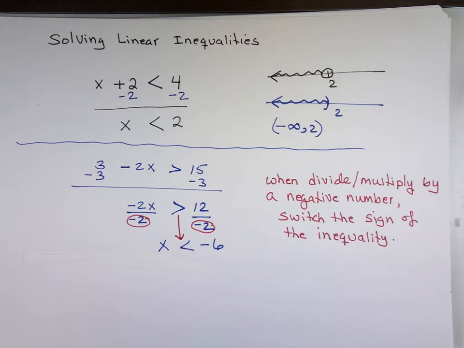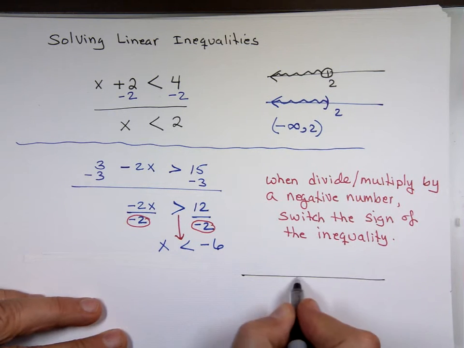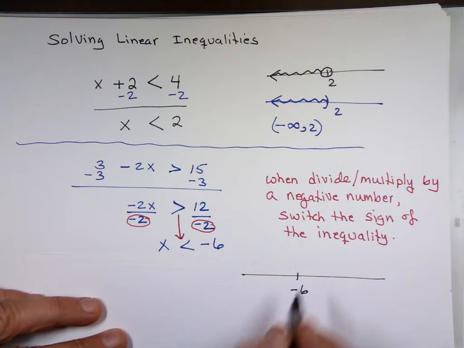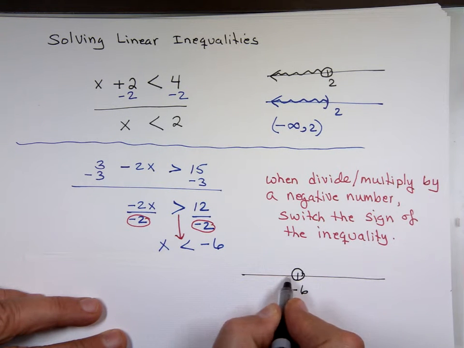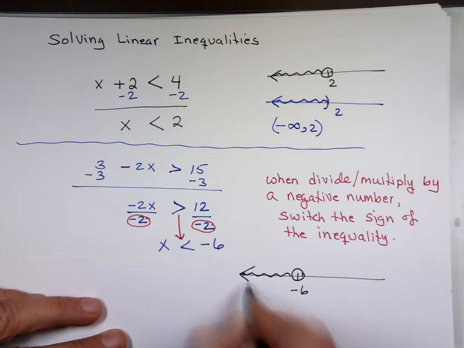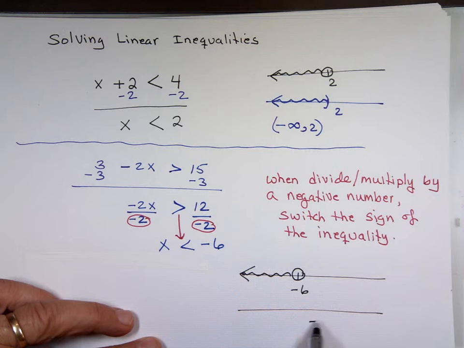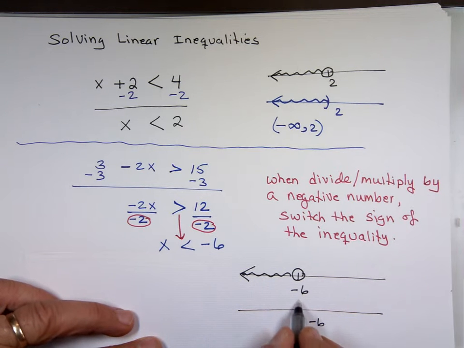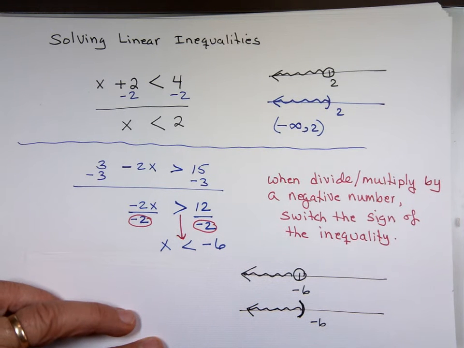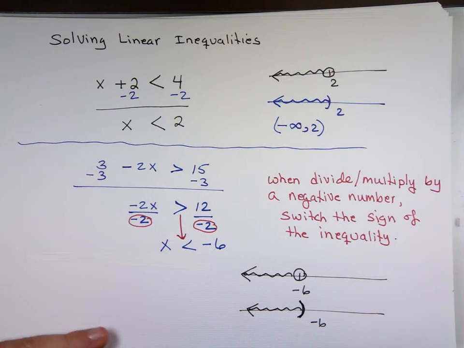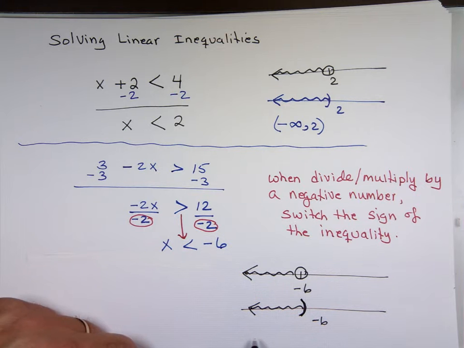So let me graph the solution here. X is less than what? Negative 6. This is the negative 6, less than that. Open circle. Which direction? To the left. There's the negative 6, parentheses. Which direction? To the left. And in interval notation, from where to where? Negative infinity and negative 6. Good.